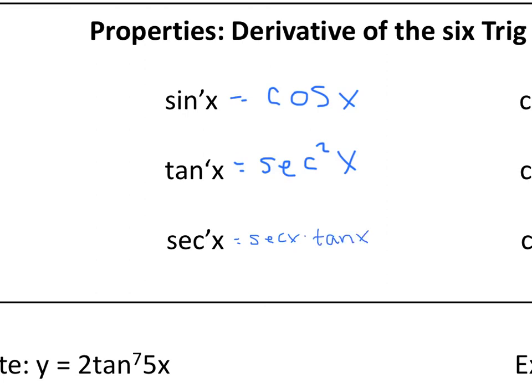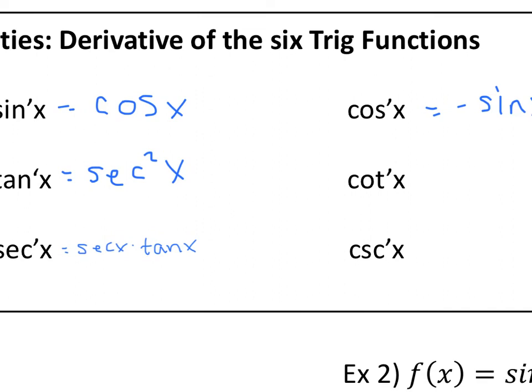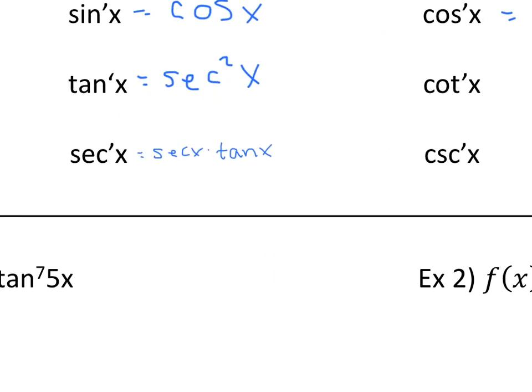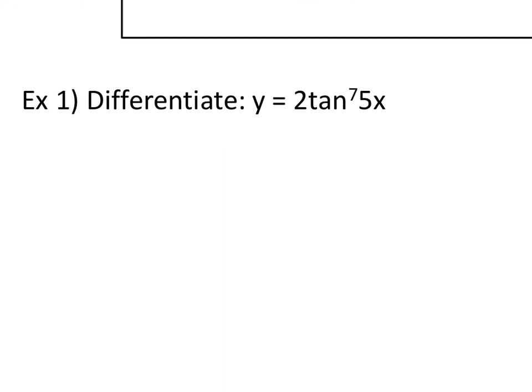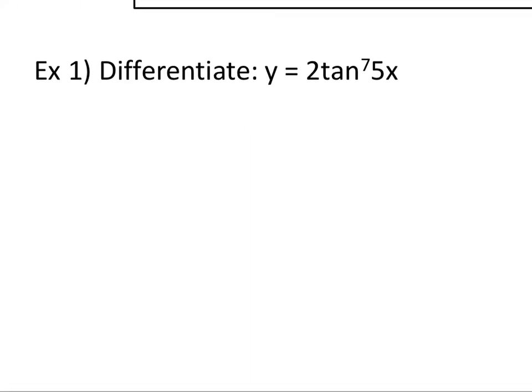Okay, so as I've now said multiple times, I'm going to leave you guys the derivative of cotangent and cosecant to figure out for yourself. And I'll check that next time I see you guys in class. So let's go ahead now and just do this one example, and then you guys will do example 2 on your own. So we're going to differentiate 2 times tan to the 7th power of 5x.